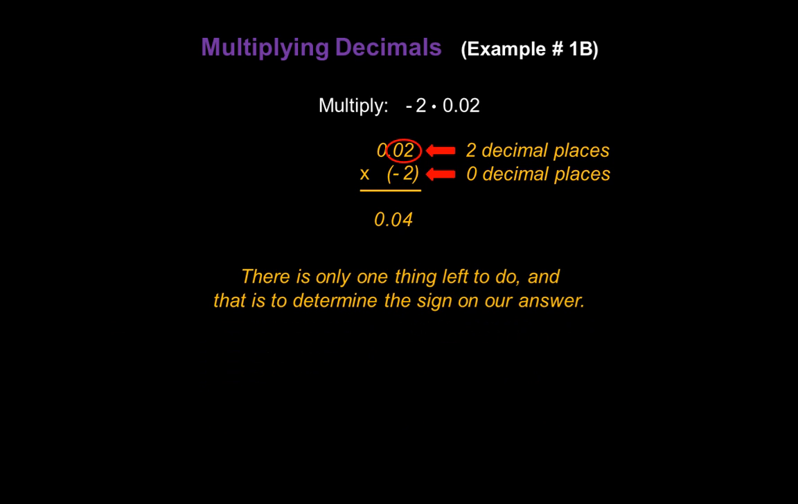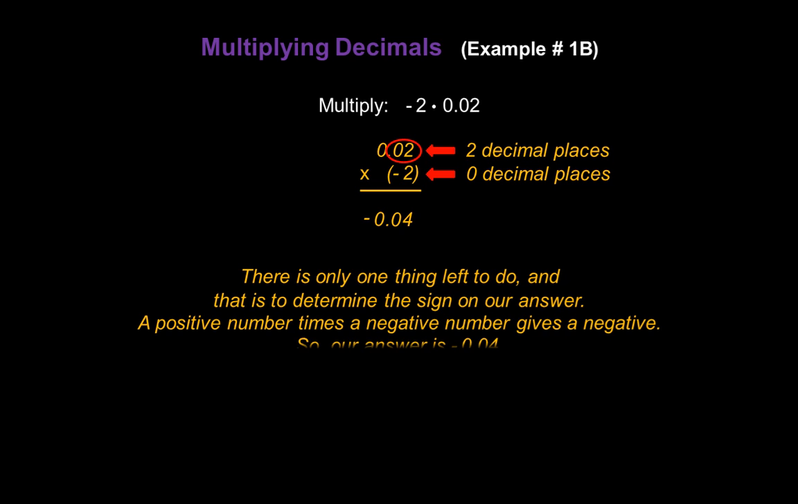And there's only one thing left to do, and that's to determine the sign on our answer. And as we know, a positive number times a negative number gives us a negative. So our answer is -0.04.